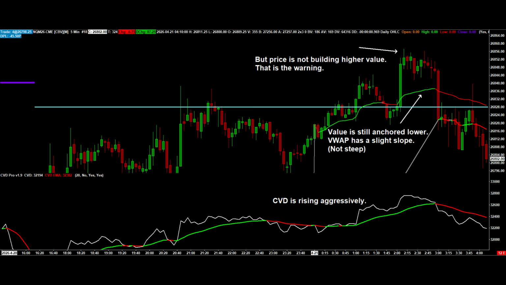The logic is simple. Buyers were aggressive. The auction failed to accept higher. Price returns back into value. The breakout becomes a failed auction. CVD helped identify the trap because it showed aggression without acceptance. That is one of the most important uses of CVD Pro. Not just confirming trades, but warning you when aggressive traders may be on the wrong side.